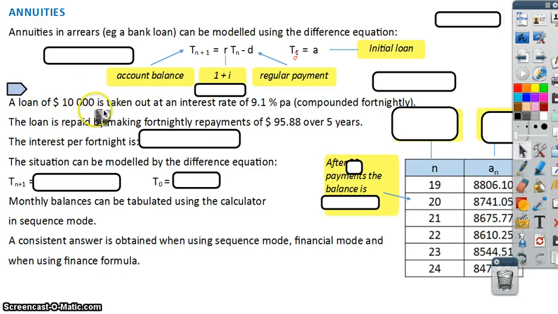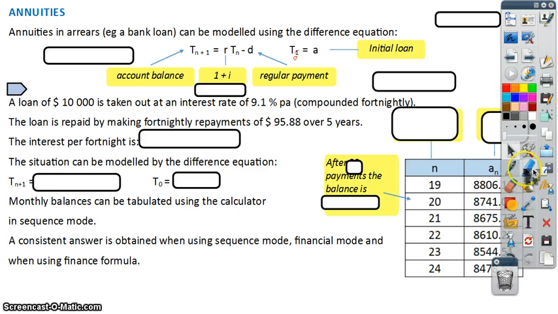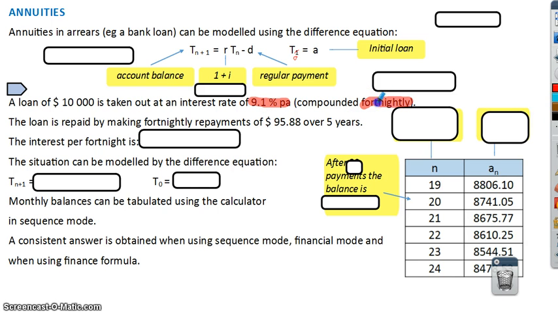So a loan of $10,000 is taken out. That's our initial loan at an interest rate of 9.1%. Now this is compounded fortnightly. That's important.